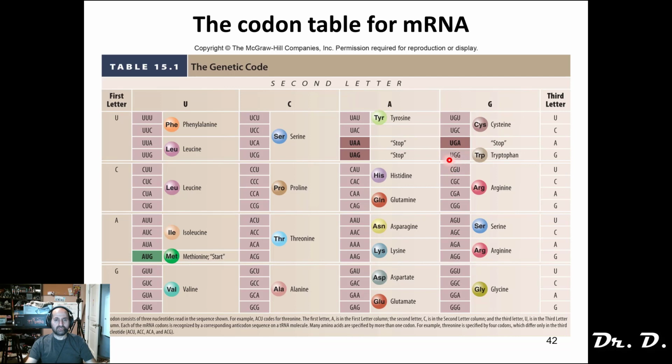UGG. So UGG means tryptophan. So what's the anticodon to tryptophan? If the mRNA says UGG and it codes for tryptophan, what does the tRNA say in its anticodon loop? It does not say UGG. It has to complement UGG on the mRNA. So it actually says ACC. Does that make sense?